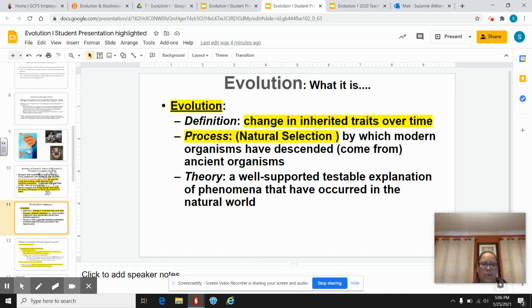We already know about what evolution is. Evolution is kind of a noun. It is that change over time. But how does it occur? The process, the verb, is going to be natural selection. So we will be talking about how that process really happens. And then just a reminder that when we talk about a theory, we're talking about a scientific theory. So we're talking about observations and data and evidence.